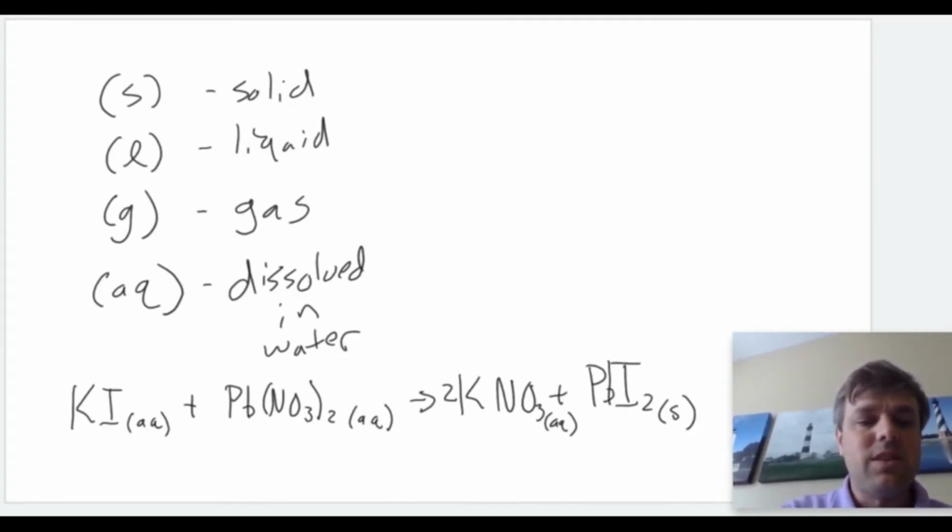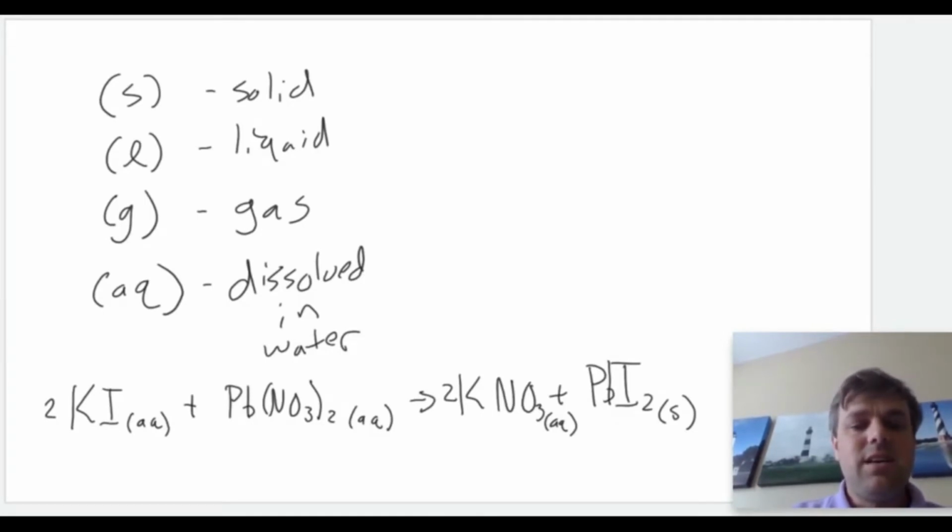If we balance the equation, we would need some 2's there. So in this reaction, you have two things that you're starting with that are dissolved in water. You make something else that's dissolved in water, and another thing that's now a solid. And there's a fancy term for a solid that forms in a reaction. It's called a precipitate.